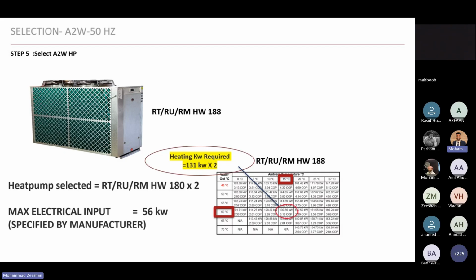Basically, in the same tables that we have, there is a value given for 52 degrees C ambient and the maximum temperature that the heat pump can achieve, which is maybe 70 or 65, depending on the model you are selecting. You will get the heating capacity and the corresponding COP. You divide heating capacity by the COP, and you will get the maximum kilowatt of electrical consumption. So that we have listed in this model itself. For this model of 188 kilowatt, you will have 56 kilowatt of energy for the single unit. So 2 units will be 112 kilowatt.